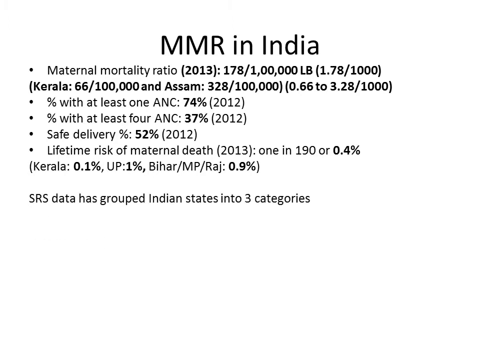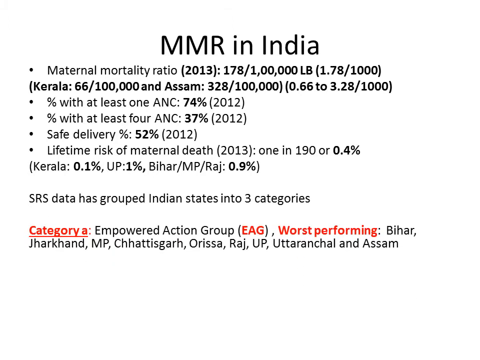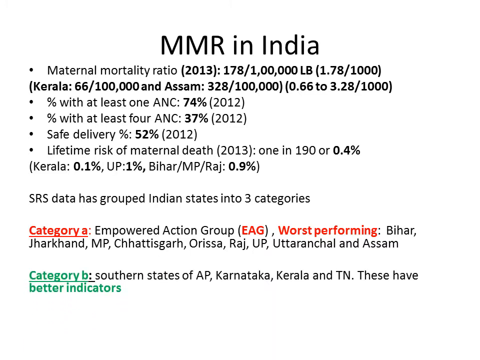Indian states have been categorized into 3 categories. Category A, also known as Empowered Action Group, are the states with worst indicators. Category B are southern states which performed better. And Category C includes all the intermediate states.